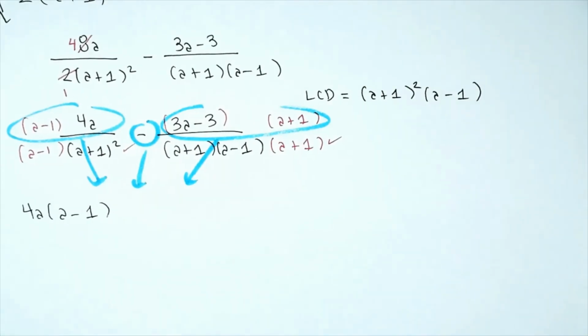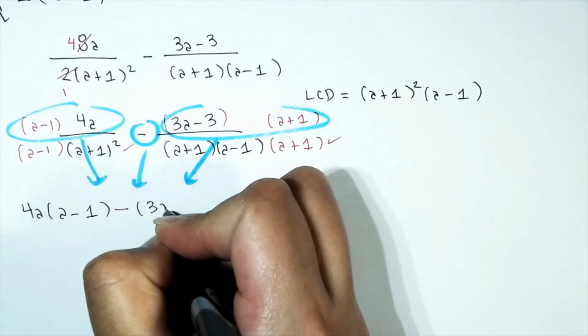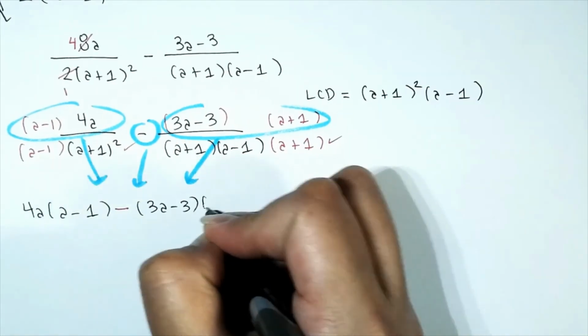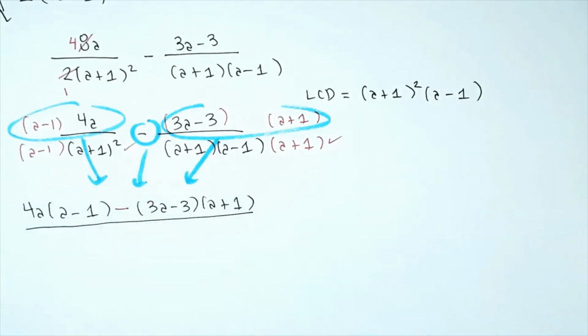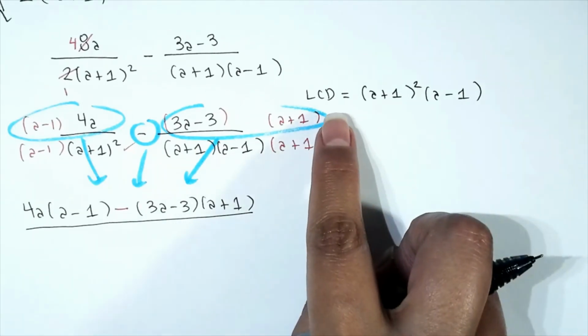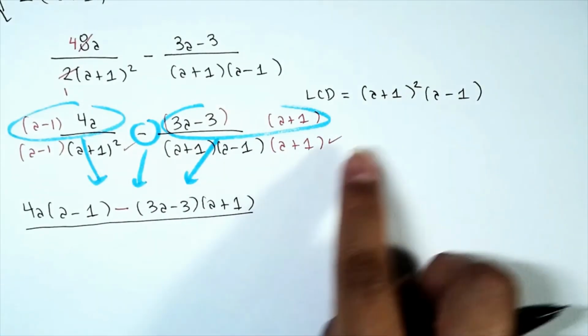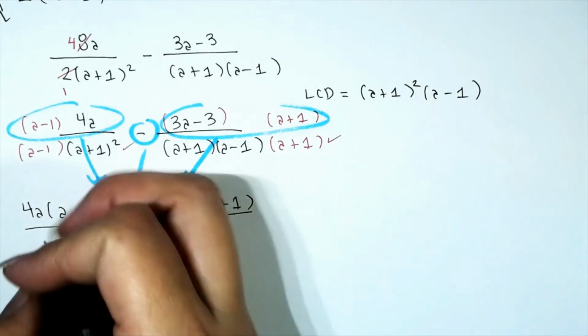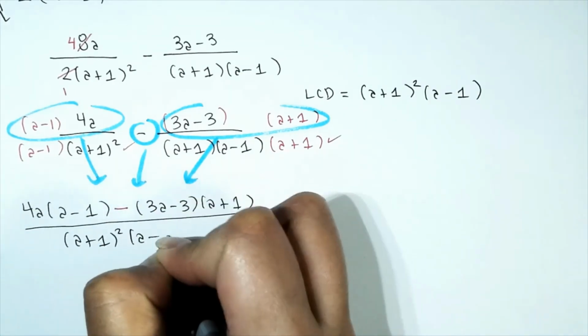The operation is minus, and we're going to subtract from it this product, 3a minus 3 times a plus 1. And we're going to write that difference over the common denominator, written however you like. I don't want to confuse myself, so if I took the time to explicitly write LCD equals, I'm going to write the common denominator in the form that I defined it. So I'm going to put the square of a plus 1 and then a minus 1.